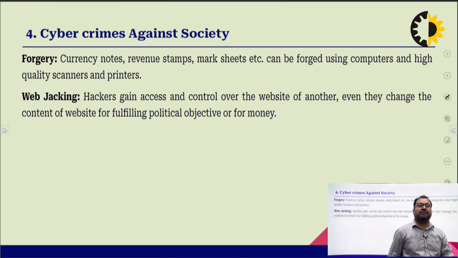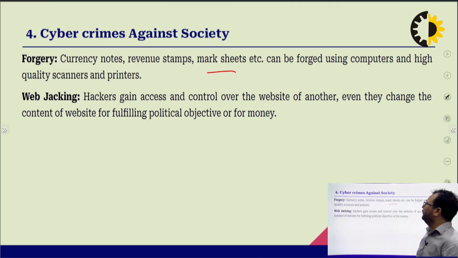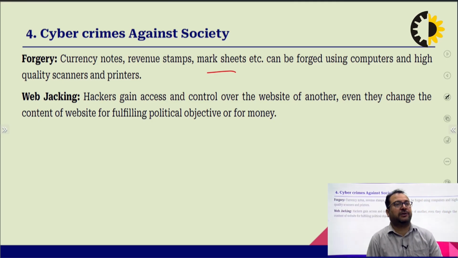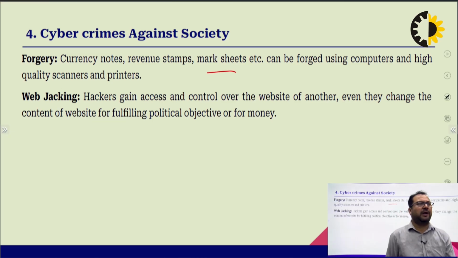Then we have cyber crime against society. So forgery and webjacking come under society. So what is forgery? Everyone knows, like currency notes, revenue stamps, mark sheets, etc. can be forged using a computer and high quality scanners and printers. They can be easily made and seem original, but they are not. So this is forgery.